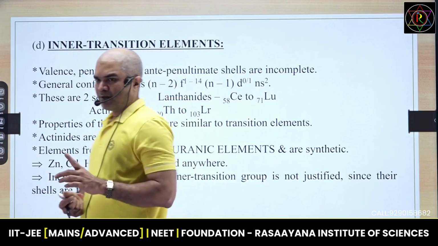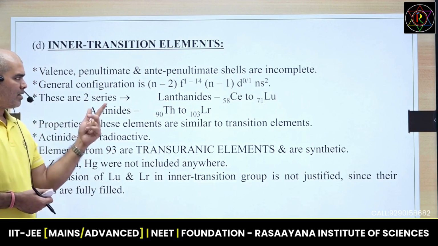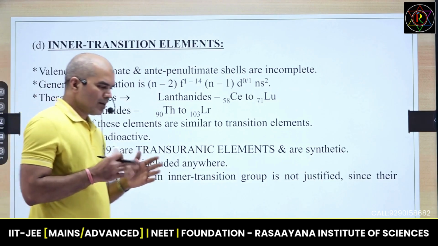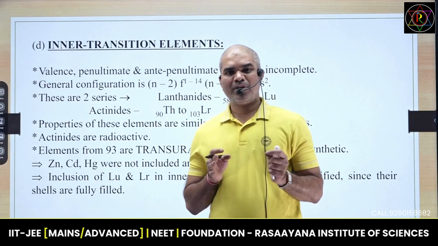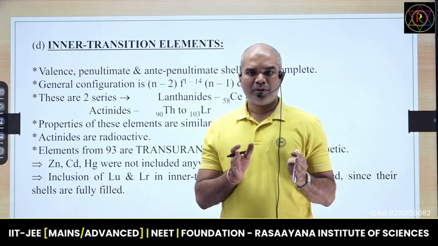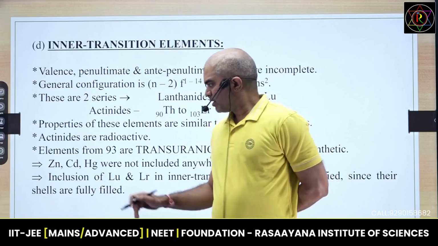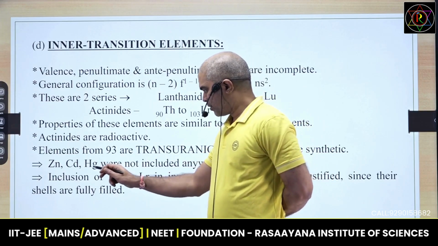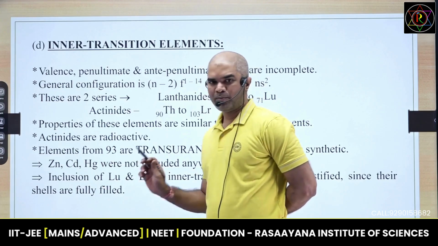Well, here you remember one important limitation. Previously in the transition elements, (n-1)d was up to 9 only. So where is the place for zinc, cadmium and mercury? Where should I place them? There was no answer from Bohr. That is a severe limitation of Bohr's classification. So here I have given that point. Zinc, cadmium and mercury were not included anywhere according to Bohr's classification.